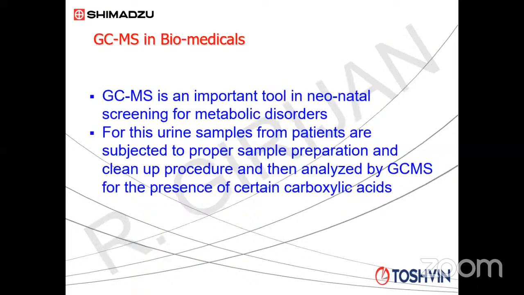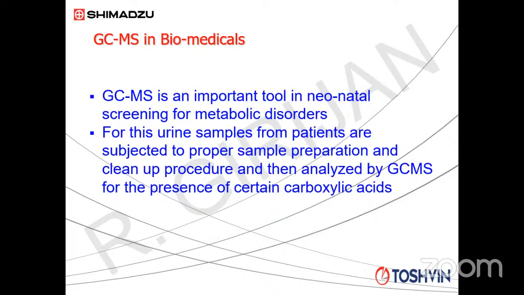Coming to GCMS and biomedicals, that's a very upcoming area, basically for neonatal screening, NBS, newborn screening. When a child is born, we can actually take a urine sample at a very, very early stage and find out whether the child is having any major genetic or metabolic disorder. In that case, the physician can decide what treatment is to be started. So the child grows up with no major complications in future.